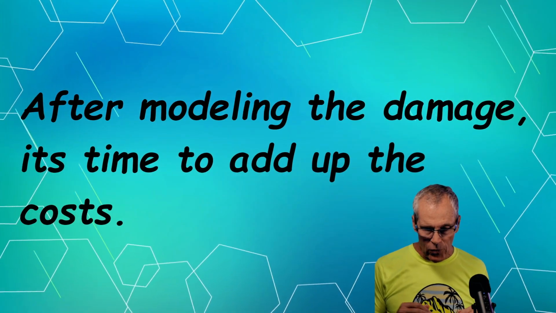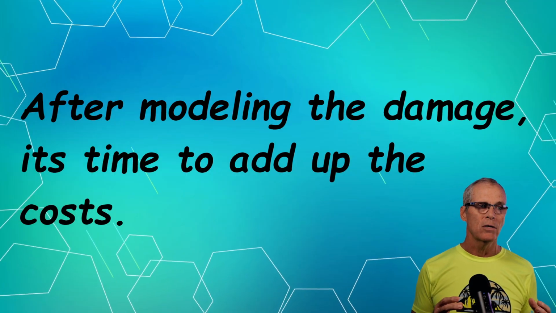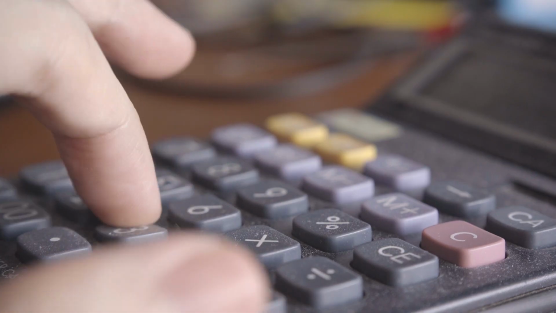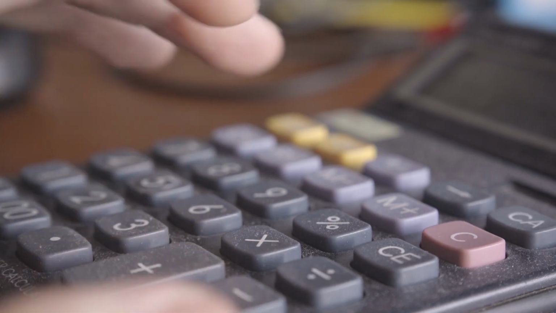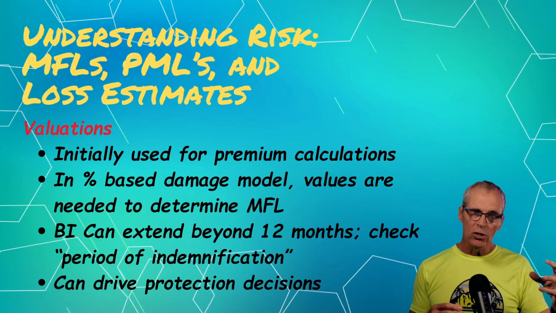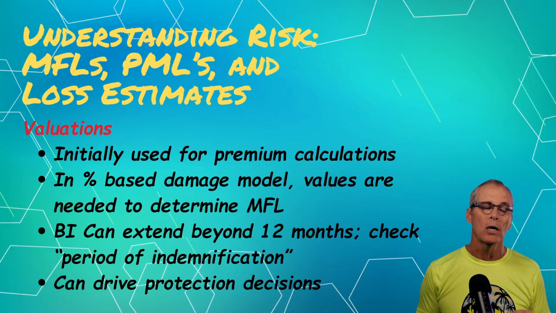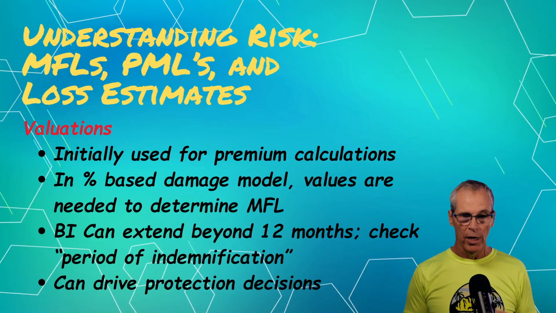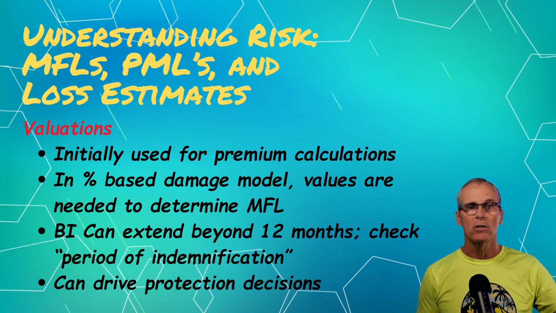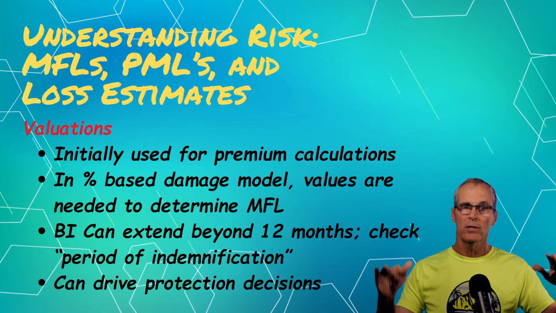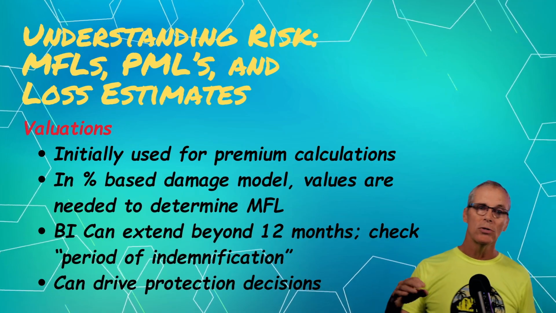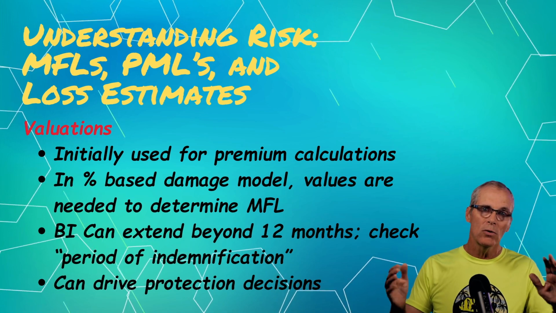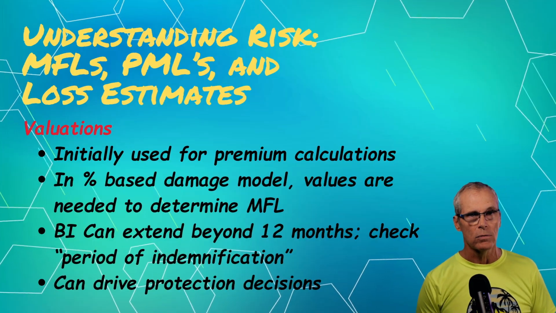Now, after we've modeled the damage and we know what's going to be broken or burned or exploded, then it's time to add it all up. Initially the premiums are used, our values are used to give us a rule of thumb on what the premium's going to be. They'll just multiply our rate times a value, and that's a premium. And then it gets adjusted based on loss history and exposures, and tweak it for technology, tweak it for risk engineering. So there are factors that can tweak those rates.